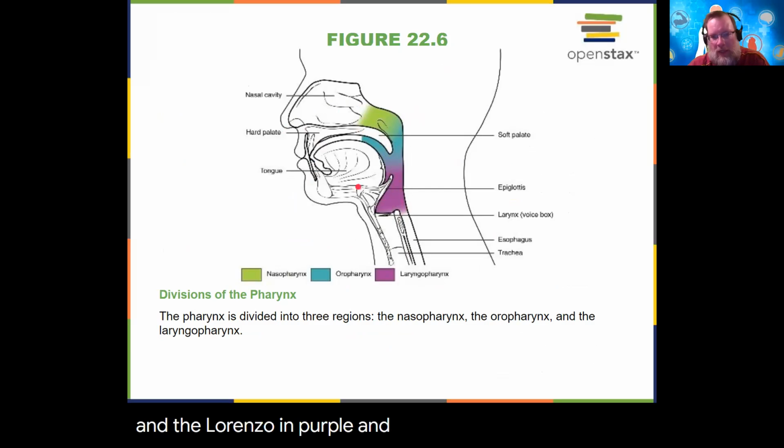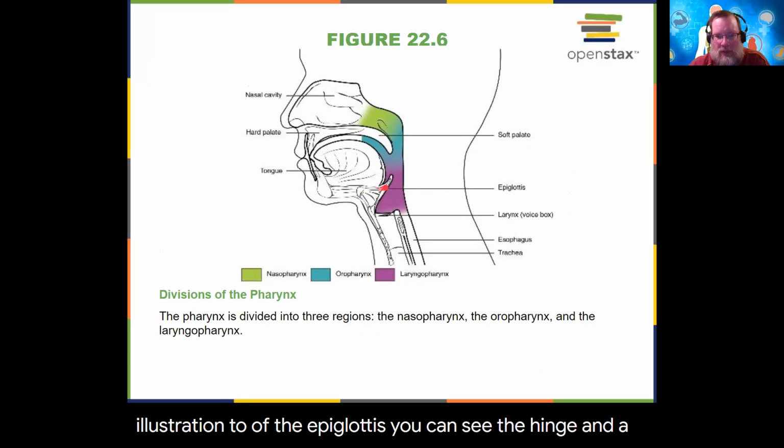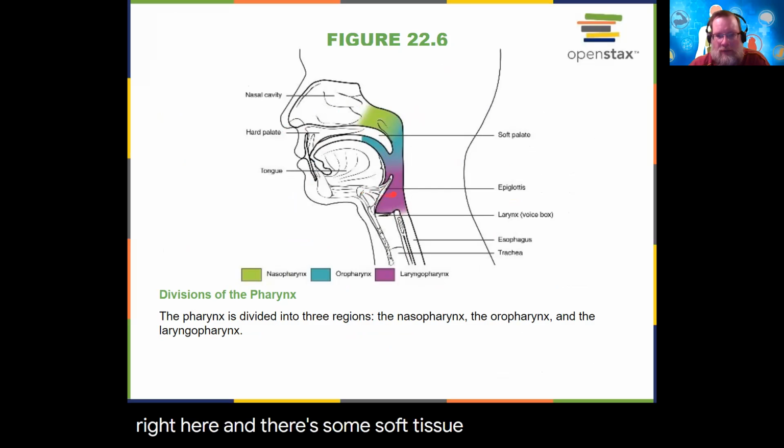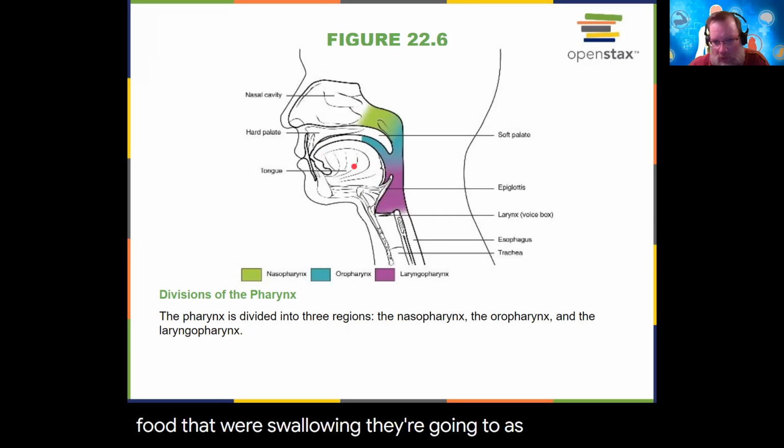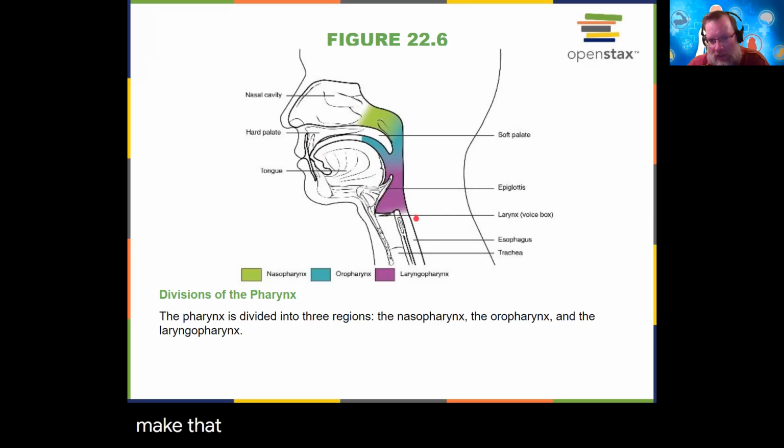And here's a nice illustration too of the epiglottis. You can see the hinge right here, and there's some soft tissue. And it just closes. So as we swallow, the tongue flattens out. And as the tongue flattens out, and the little boluses or boli, little balls of food that we're swallowing, as we make that swallowing action, you can almost see how that epiglottis flap would just close right over top of the trachea.